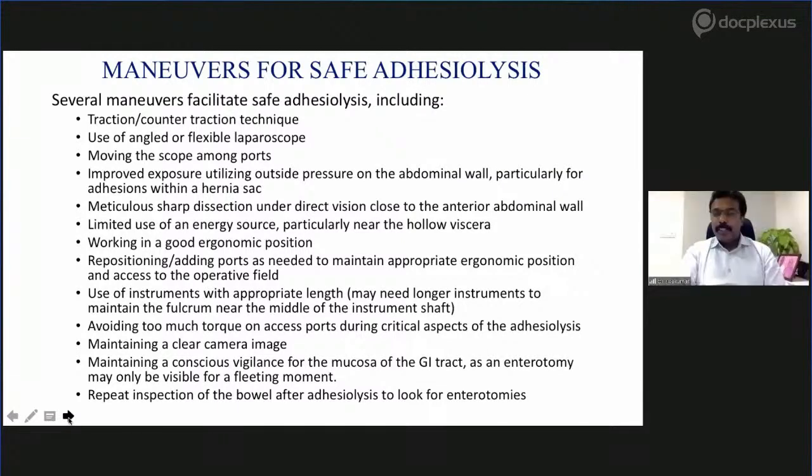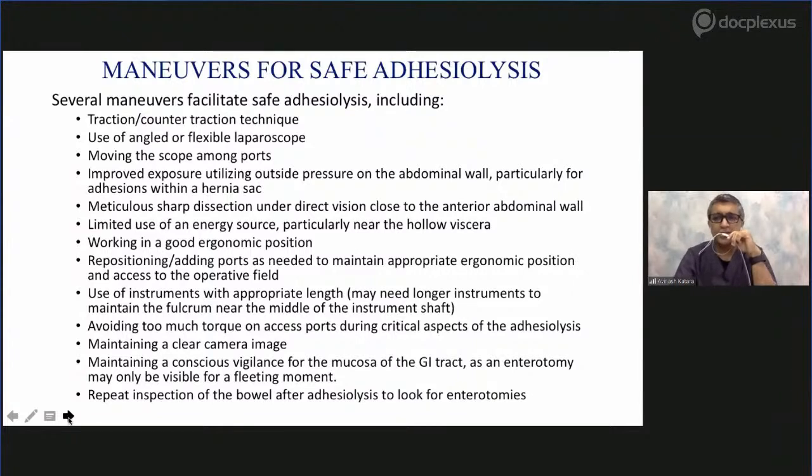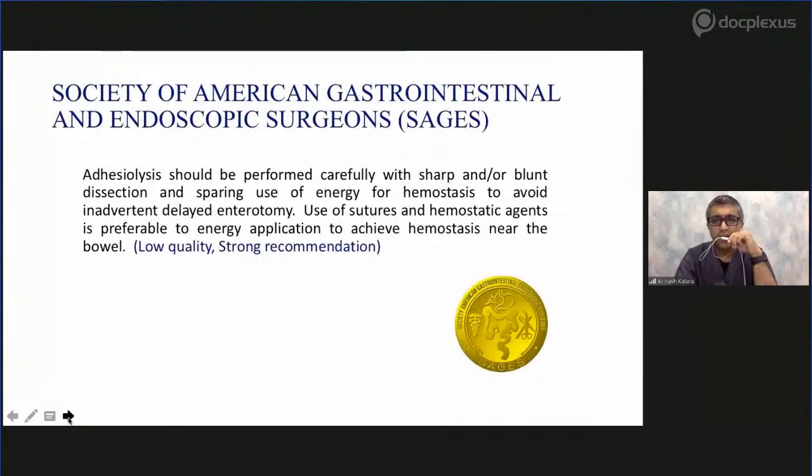Any other opinions, sir? Yes, cold, sharp, and blunt dissection is ideal. But if at all you do have to use an energy source, try and avoid using monopolar diathermy. Try using a bipolar or an ultrasonic shears. It will be more useful in the vicinity of bowel.